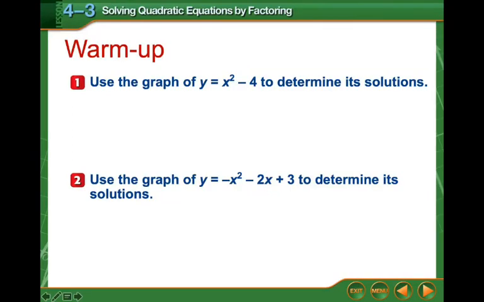Alright, so this is the final week of me not being there, so last time I had to record some videos for you guys. So going over this warm-up, we want to use the graph to determine the solutions for both of these equations.